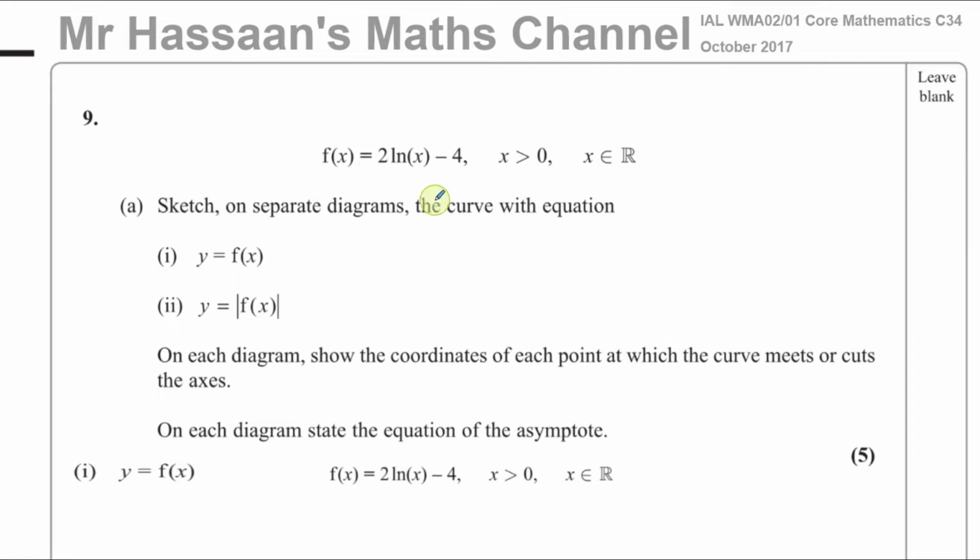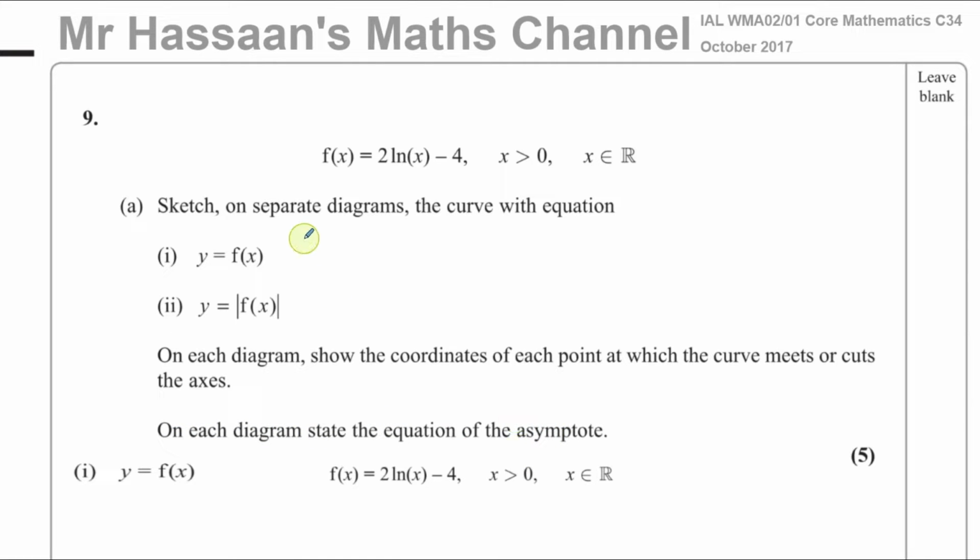So it says here, f of x is equal to 2 ln of x minus 4, x is greater than 0, which it has to be because you can't have 0 or negative input for the ln function. So x is a member of the real numbers, but positive values. Part A is about sketching the curve with the equation first y equals f of x, and then y equals the modulus of f of x. On each diagram, show the coordinates of each point at which the curve meets or cuts the axes, and state the equation of the asymptote.